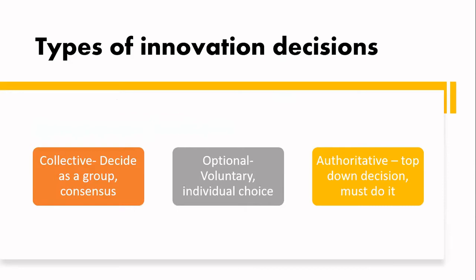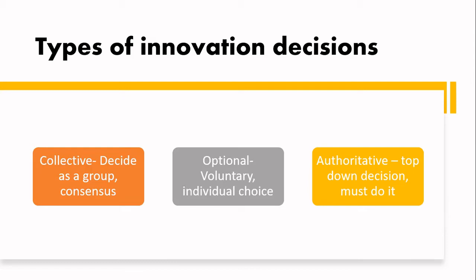Innovation decisions happen with three types of approaches. The first one is called collective decision making, as a group. Imagine brainstorming sessions, or innovation groups that form and come up with different ideas, then concentrate on one idea and innovate. That is called the collective approach.